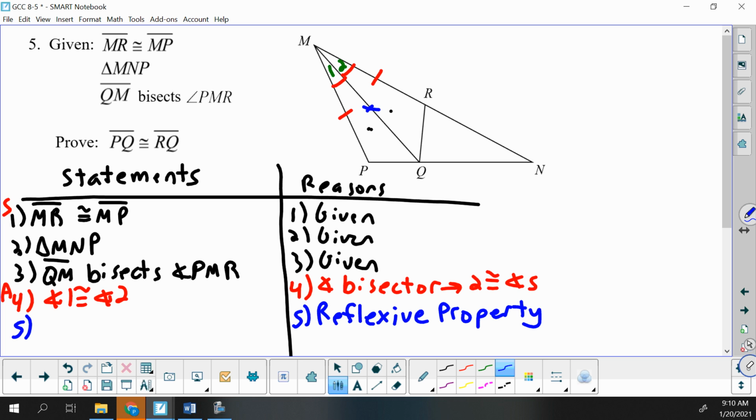With our statement being that MQ is congruent to MQ. And that now gives us another side in our triangles. We have 2 sets of sides congruent, the angle in between them. So if you have 2 sides and the angle in between, that's side angle side, congruent to side angle side.